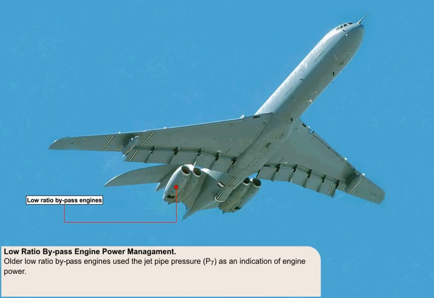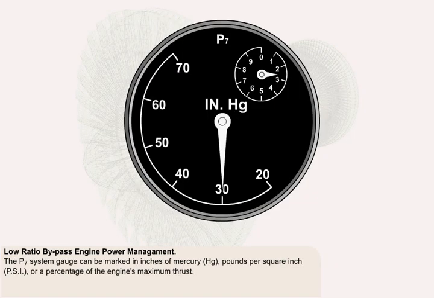Older low-ratio bypass engines, like the Rolls-Royce Conway, use the jet pipe pressure, P7, as an indication of engine power. The P7 system gauge can be marked in inches of mercury, pounds per square inch, or a percentage of the engine's maximum thrust.